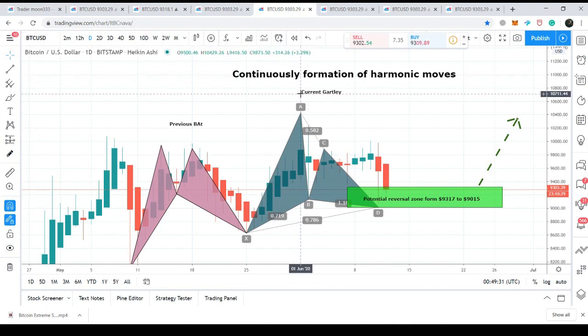Now let's move to the next chart, and this was the basic chart, and that was the reason that I was predicting a downward move by the price action, because the price action was forming a bullish Gartley pattern.